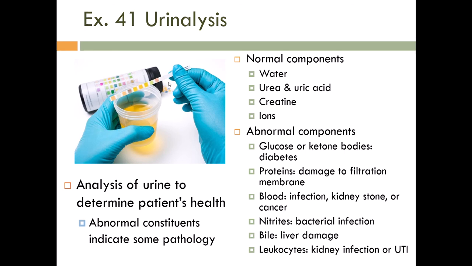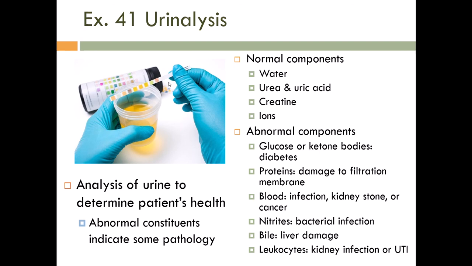If you have proteins in your urine, that typically indicates that there is damage to the filtration membrane at the glomerulus. Proteins are typically too large to be filtered out, and so if they're showing up in the urine, it could mean that the filtration membrane has been damaged. If you have blood in your urine, it could indicate that you have some sort of infection or a kidney stone or cancer. There's a whole host of reasons why blood can show up in your urine.